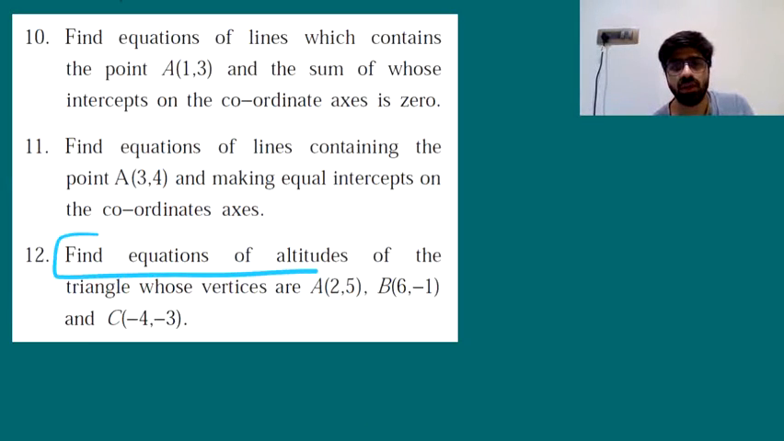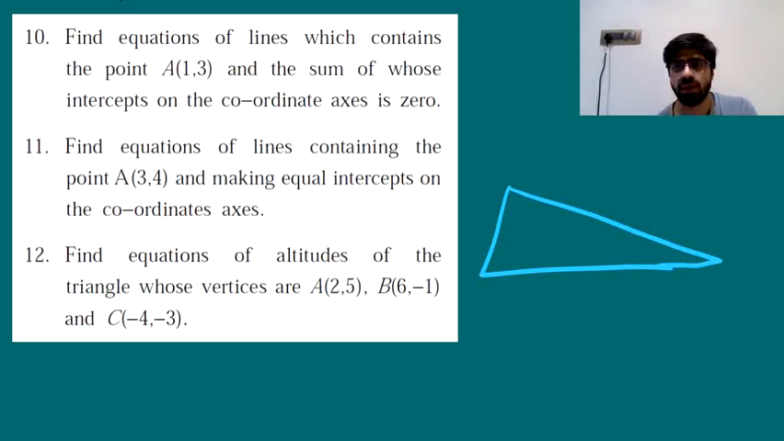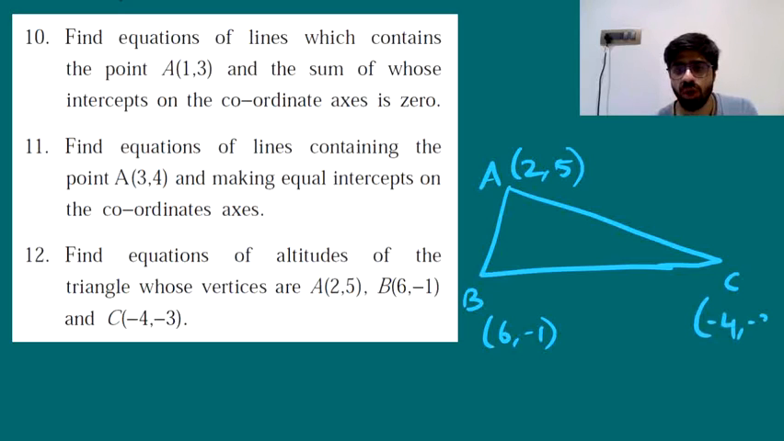So you need to find the equations of the altitudes of the triangle whose vertices have been given to us. I will find the equation for one altitude. The equations for the other two altitudes, you can find by exactly the same method, by which I'll be finding the equation of one of the altitudes. So let's say that we have our triangle right here. The triangle is A and the coordinates are 2, 5. This vertex being the vertex B, 6, minus 1. And this being the vertex C, that is minus 4, minus 3.